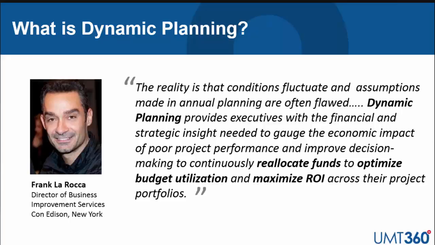The reality is that conditions fluctuate and assumptions made in annual planning are often flawed. Dynamic planning provides executives with the financial and strategic insight needed to gauge the economic impact of poor project performance and improve decision-making to reallocate funds to optimize budget utilization and maximize ROI across their portfolios. So it is that rebalancing of your portfolio on a continuous basis, monthly or quarterly throughout the year, to take corrective action to do two things: optimize the spend, make sure we've got fiscal responsibility, as well as maximize the intended business value, or ROI, from the project portfolio.